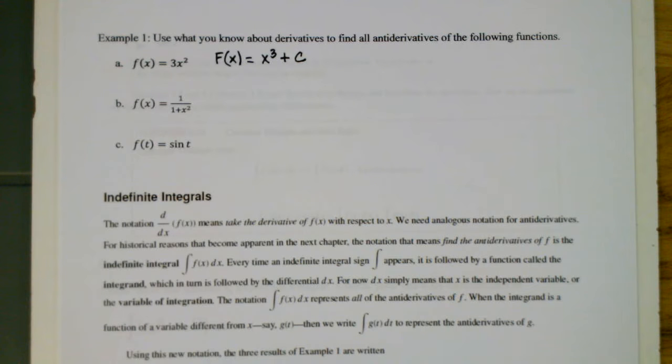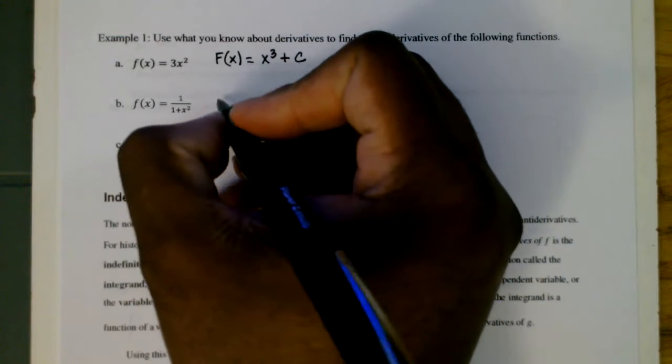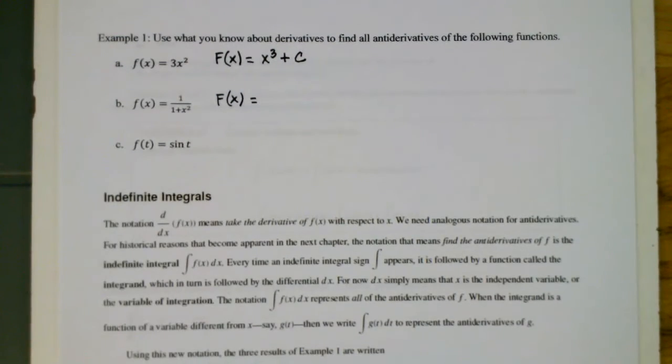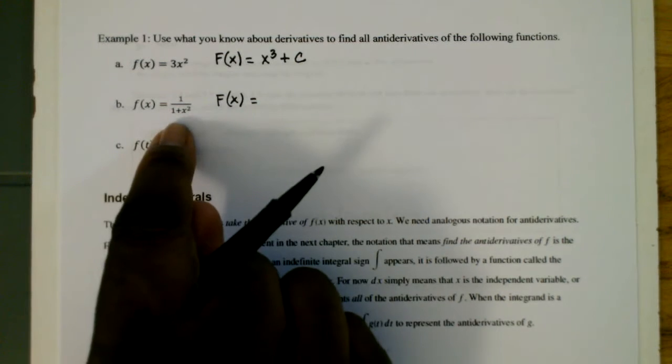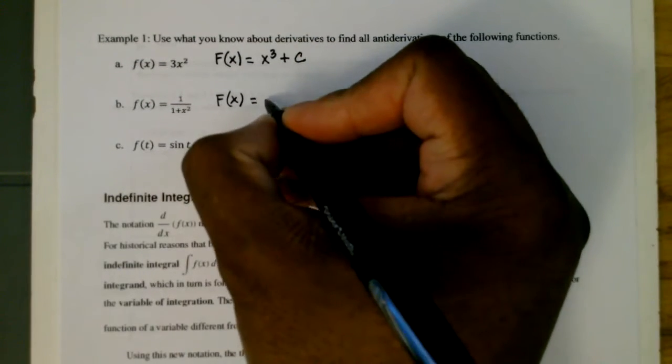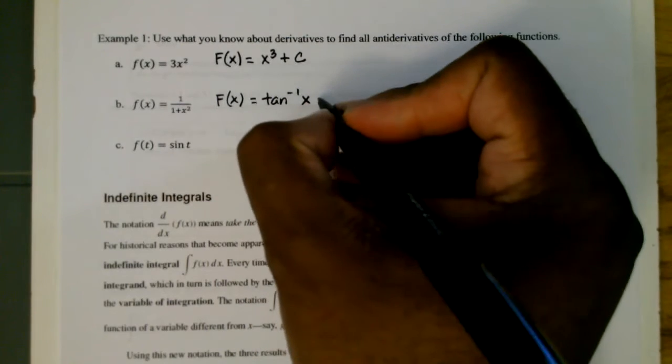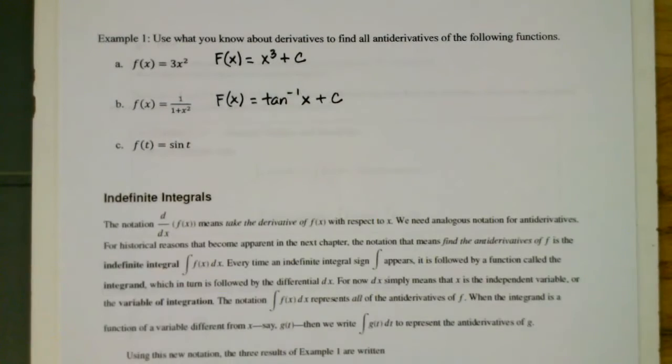Now, what about f of x equals 1 over 1 plus x squared? Back in chapter 3, we talked about trigonometric functions, more specifically inverse trigonometric functions. So if f of x is equal to 1 over 1 plus x squared, then some trig function, when I take the derivative of that, would give me this back. And that would be the inverse tangent of x plus some constant c.